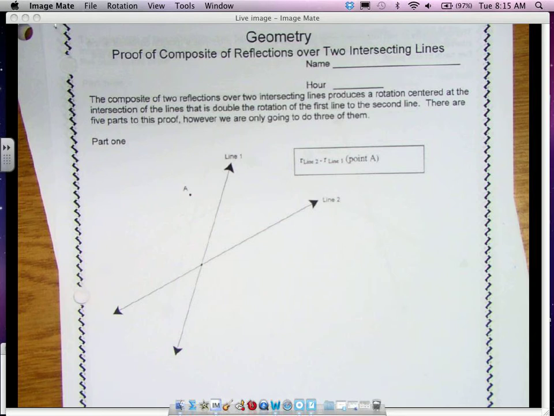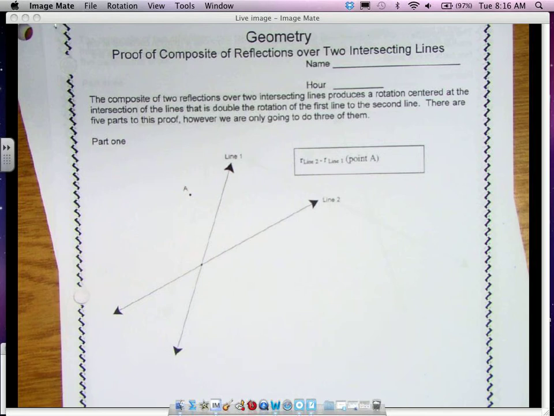What we're going to do is a composite, which means two things. In this case, we're going to do a composite of two reflections over two intersecting lines. Is it a translation or is it a rotation? Rotation. We should have learned that with the last quiz. It is a rotation centered at the point of intersection of the lines. And we know that the rotation between line 1 and line 2 should be double that from A to A naught, the second rotation. So that's what we're going to try to prove.